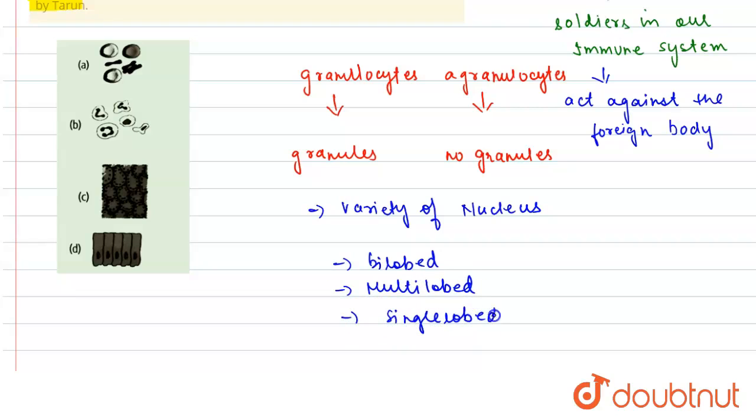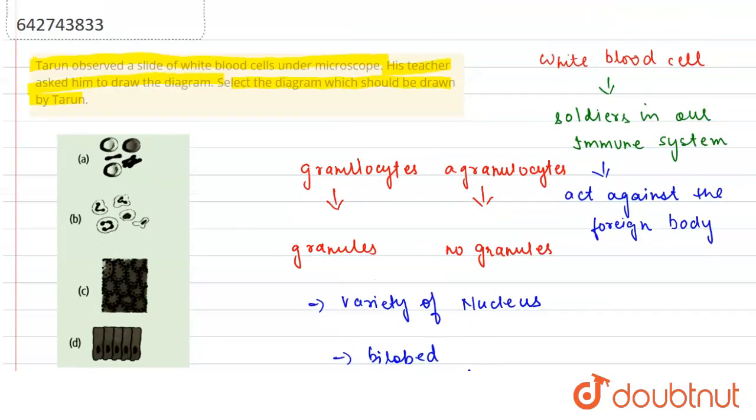Now if we try to see all these features in our given diagram, our diagram B shows that the nucleus is of many types here, right? We have lobed, bilobed, multilobed here. So our option B is right here. This is the diagram that should be drawn by Tarun here.